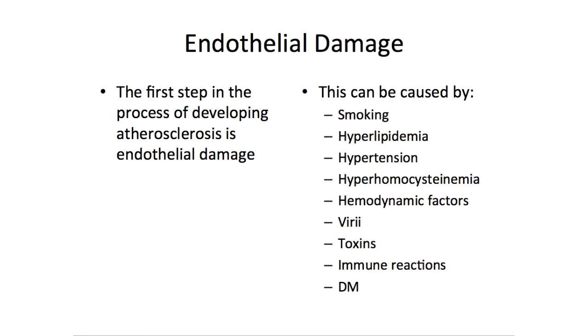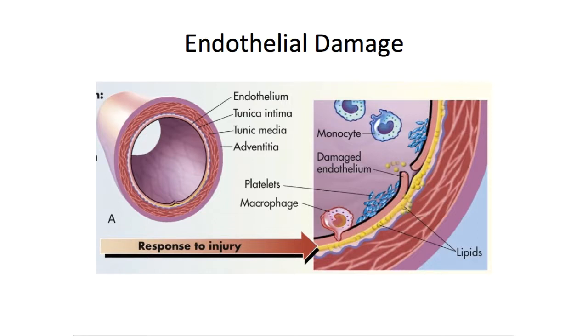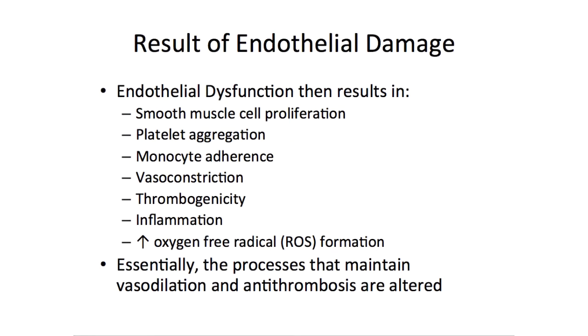The first step in the process of developing atherosclerosis is endothelial damage. This can be caused by smoking, hyperlipidemia, hypertension, hyperhomocystinemia, hemodynamic factors, viri, toxins, immune reactions, and diabetes mellitus. This image shows the response to injury following lipid deposition beneath the intimal layer of the artery. Endothelial dysfunction results in smooth muscle cell proliferation, platelet aggregation, monocyte adherence, vasoconstriction, thrombogenicity, inflammation, and an increase in free radical formation. Essentially, processes that maintain vasodilation and antithrombosis are altered.